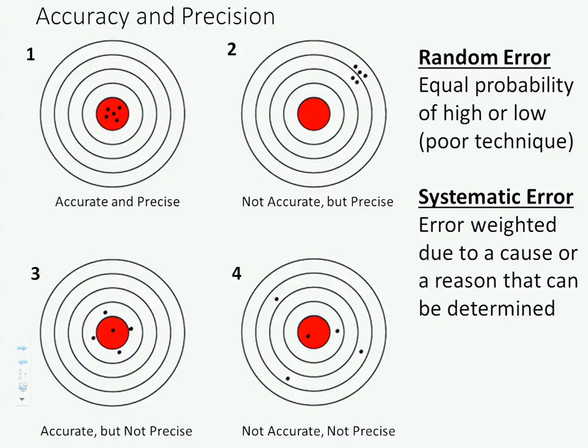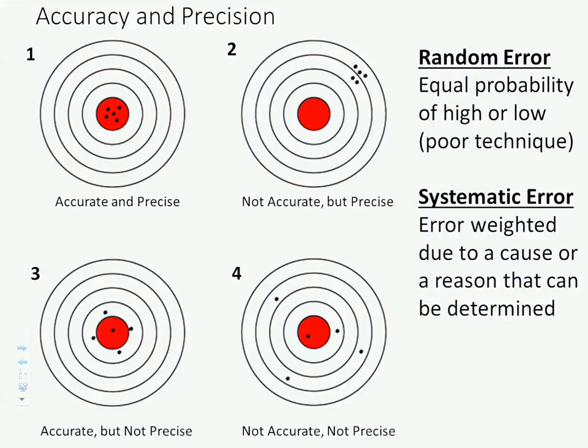That's what's called systematic error. It's an error that's been weighted due to a cause or a reason that can be determined. With that example, the wind is weighting the shots. It's causing them all to go to the left. So there's not an equal probability of shooting to the right or to the left. It's all going to the left because the wind is causing that error. Whereas random error is the error that you see in, for instance, number four, where all the shots are just kind of scattered around the bullseye.